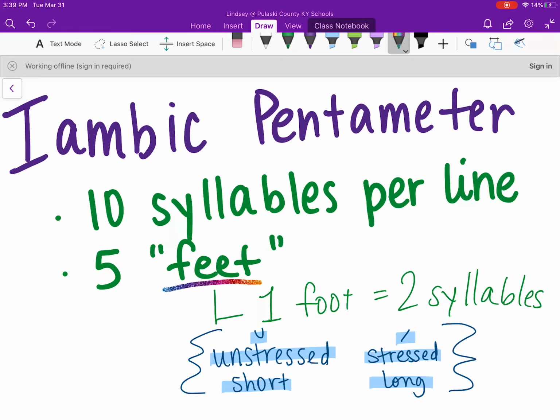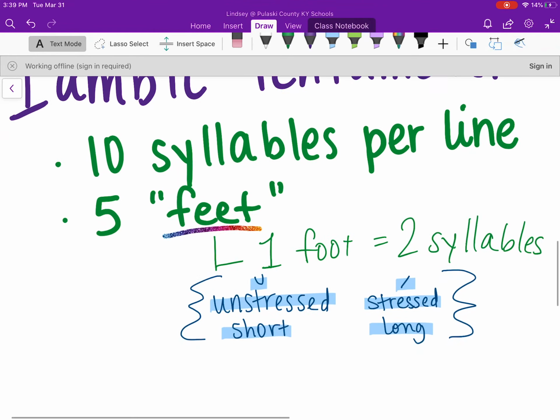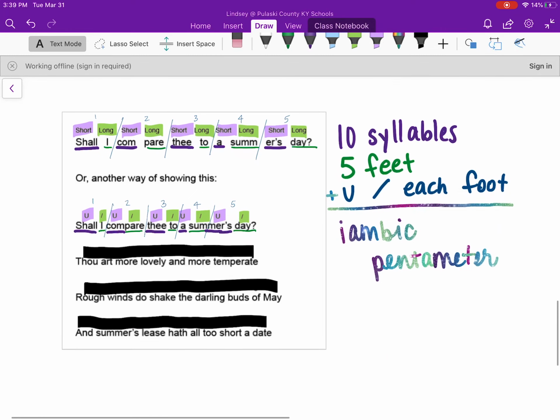Each foot also has 1 unstressed or short sound followed by 1 stressed or long sound. And those are usually shown with these symbols, a U and a little dash. So let's look at some examples of that.